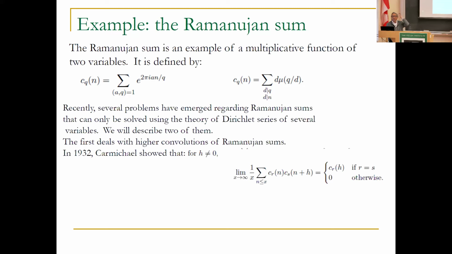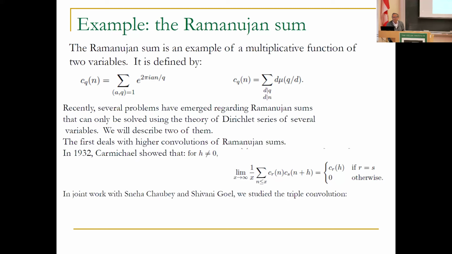First one deals with what are called higher convolutions of Ramanujan sums. And Ramanujan sums are very interesting from the standpoint that they seem to be objects that enable one to Fourier analyze an arithmetical function. So if I give you an arithmetical function, is there something like a Fourier series for an arithmetical function? And Ramanujan seems to have been the first person to have asked this question, and he came up with these things called the Ramanujan sums. And they have this orthogonality principle. And in 1932, Carmichael proved this orthogonality principle of Ramanujan sums.